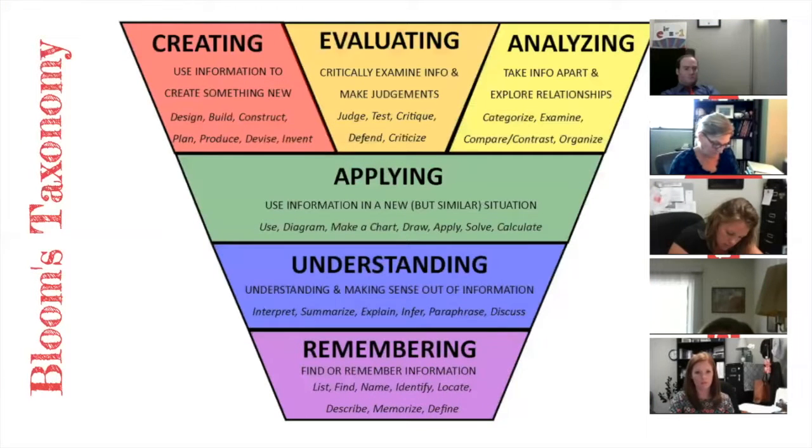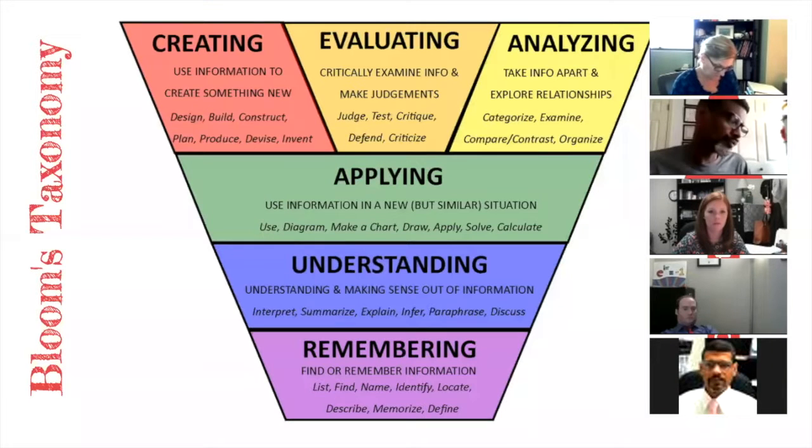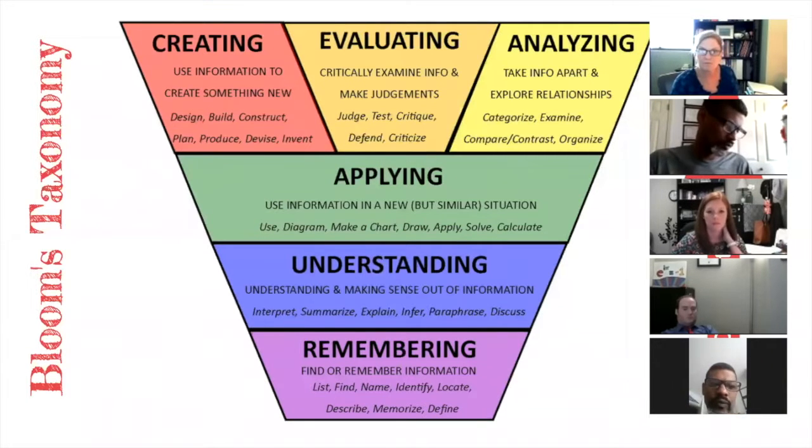Now, this is the actual infographic, or the most current infographic, that was revised in 2001 for Bloom's taxonomy. And you can notice you start at the bottom, which is the most basic skill, remembering, and then you're going to move up step by step. And as you move up the pyramid, it's going to increase in the complexity of thinking.